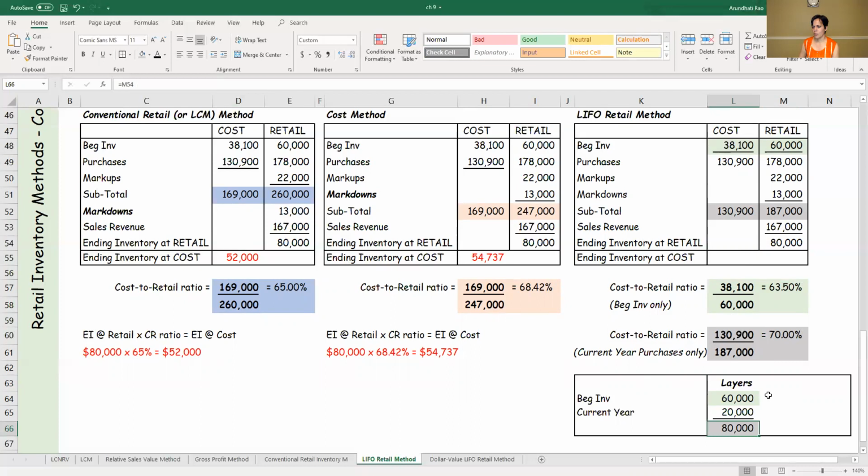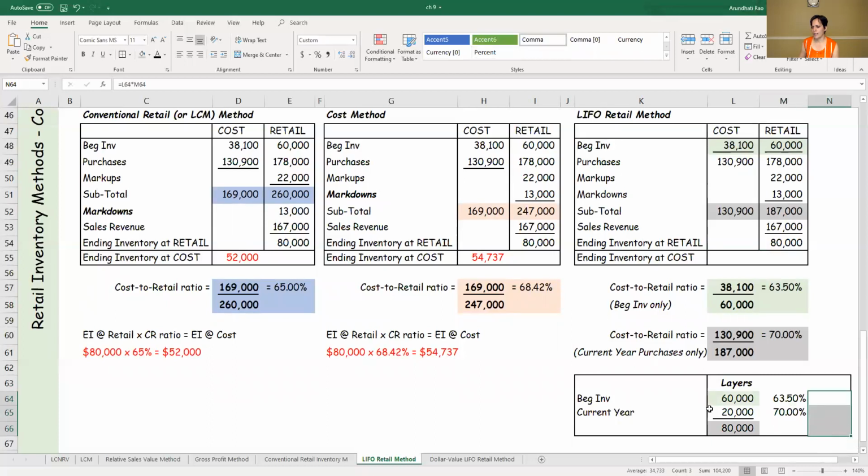So what was the ratio over here for 60,000? It was 63.5%, and here it is 70%. I will do the calculations as extensions: 60,000 times 63.5% and 20,000 times 70%, and come up with this answer of 52,100. That's the number that's going to be in the balance sheet, 52,100.